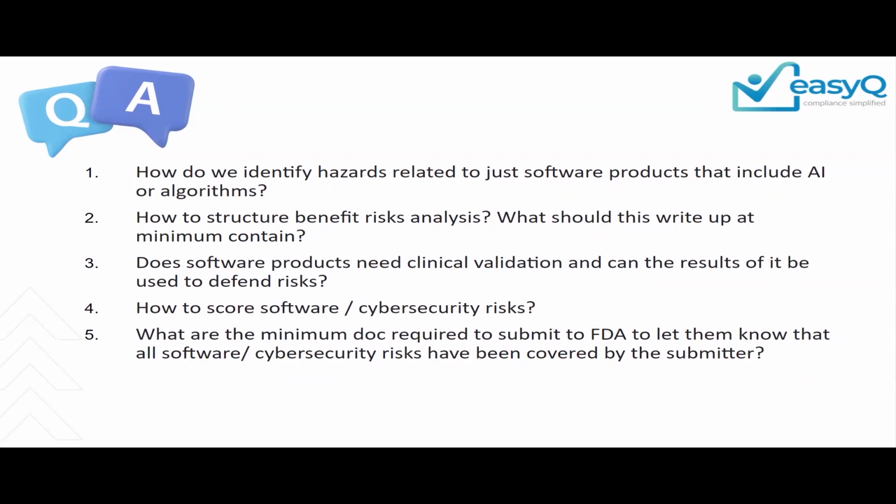So either for cybersecurity, you can have a separate threat modeling that you do, or within your risk management, you input cybersecurity risk as well, and then you define your overall process such that you are following 14971. So either way is okay.